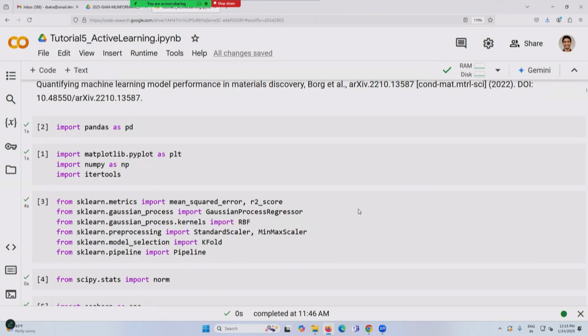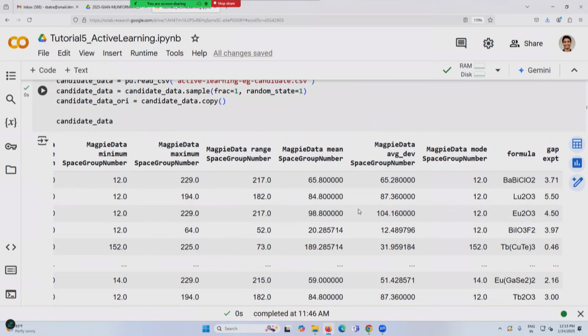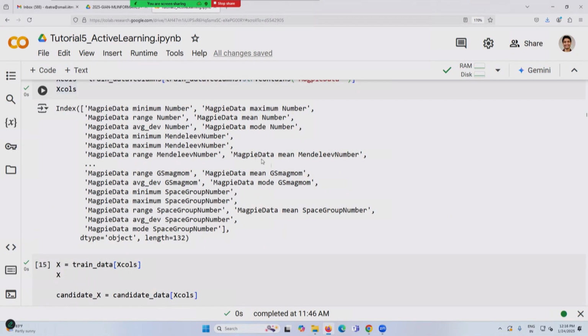Actually, there was a list, right, somewhere. Okay, so this is better. So Mendeleev number, everything related to Mendeleev. So this should be some magnetic moment. Okay, so mean, this is space group number. So for a particular element in its crystal structure, what is the space group number? Range of the space group numbers and things like that. So overall 132 features are there.